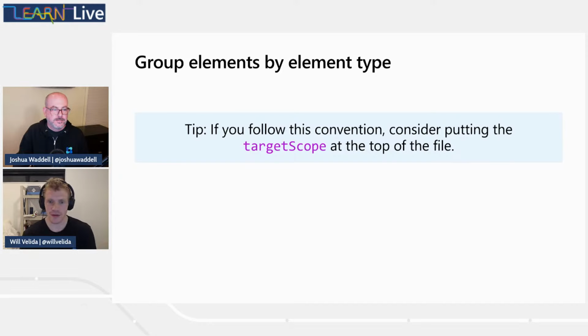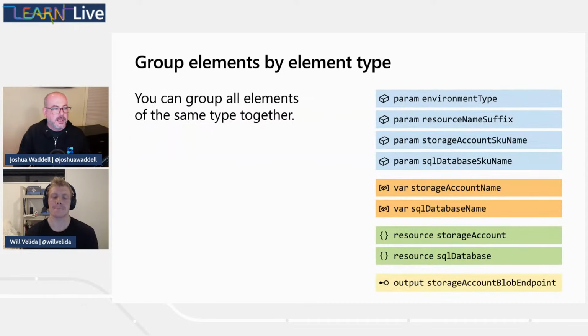Josh, what are your opinions on this? Yeah, I generally do follow this particular structure, grouping elements by element type. It is possible, though, if you are dealing with a pretty long file, whether it's a main.bicep file referencing a bunch of modules, that you could have 10, 20, 30 lines of parameters before you get to the next section. And it might be a lot to go through. So as the size increases, I think this gets a little bit more difficult.